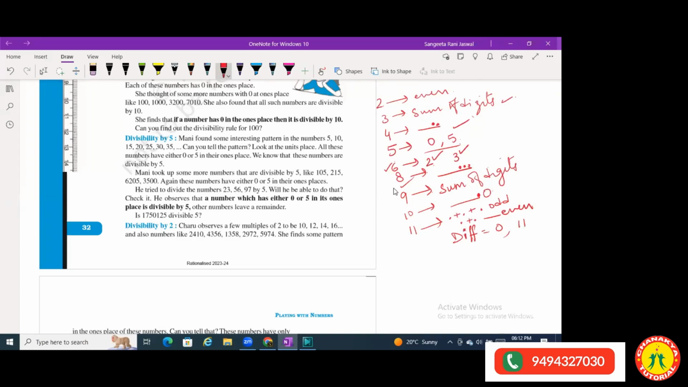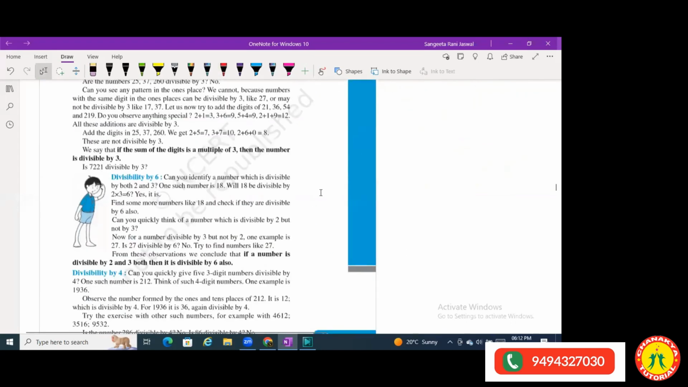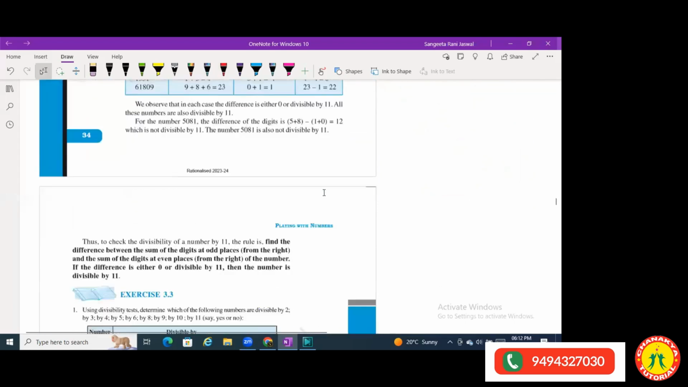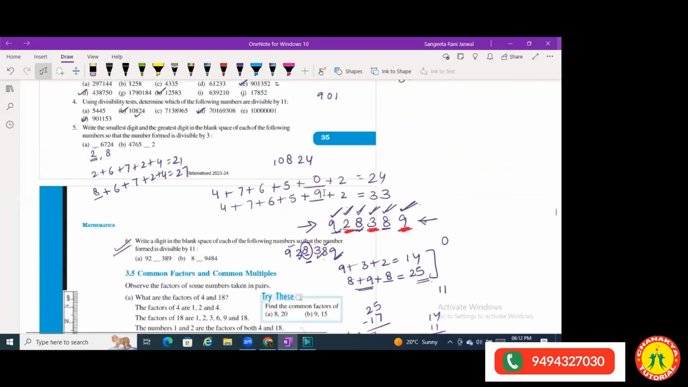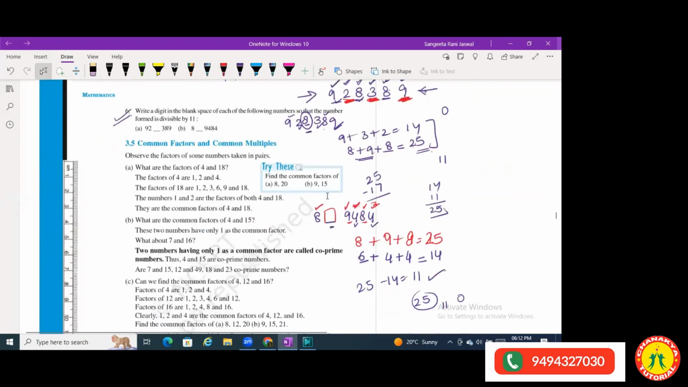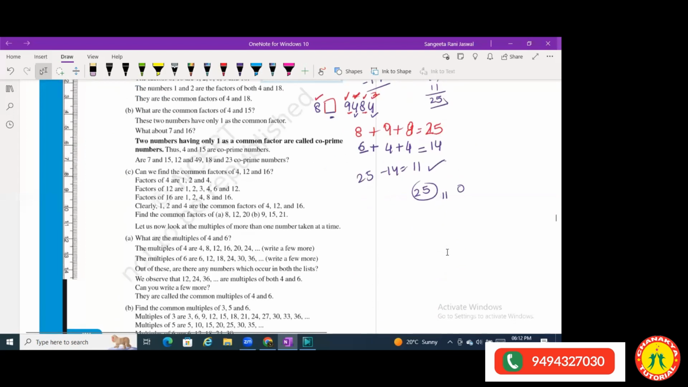Okay, no problem. So when you take their difference, either it should be 0. If it is 0, then the number is divisible by 11. And if it is 11, then also the number is divisible by 11. But if it is anything else other than 0 and 11, then it is not divisible by 11. We were doing the divisibility by 11.